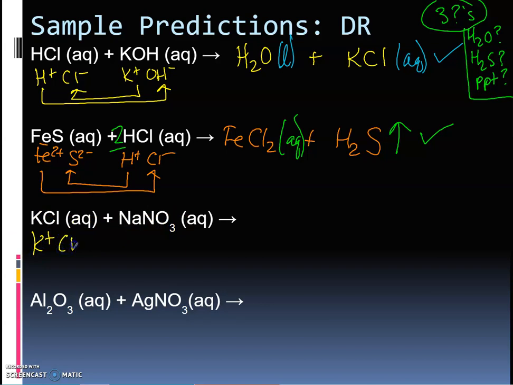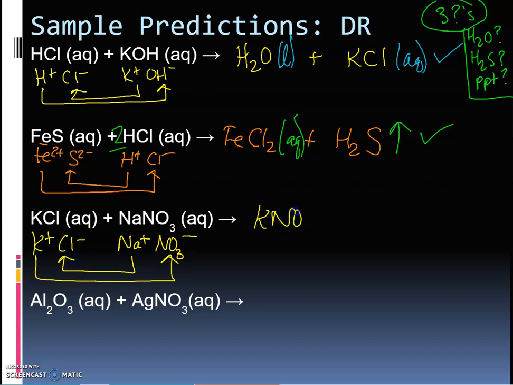All right, KCl and NaNO3. K is a plus, Cl is a minus, Na is a plus, NO3 is a minus. Outsides, insides. K plus NO3 is KNO3, and Na plus Cl minus is NaCl. All right, ask myself the 3 questions. Did I make water? No. Did I make H2S? No. Did I make a precipitate?